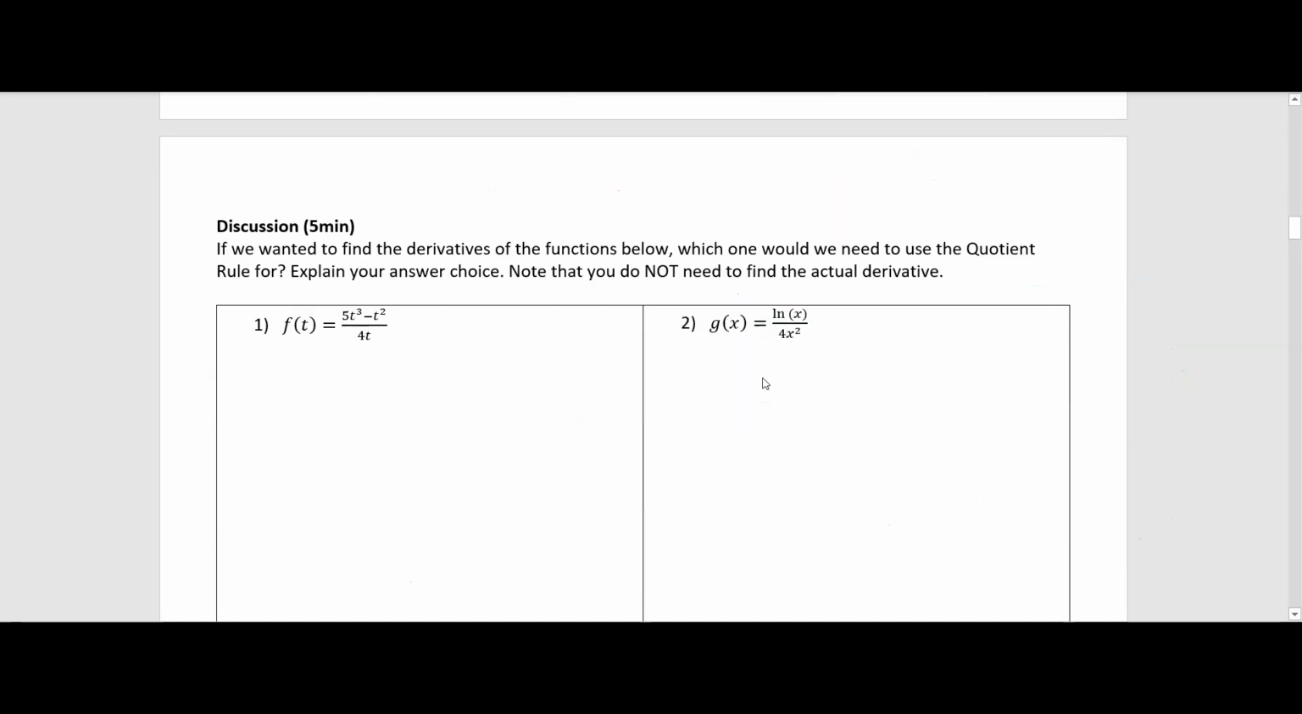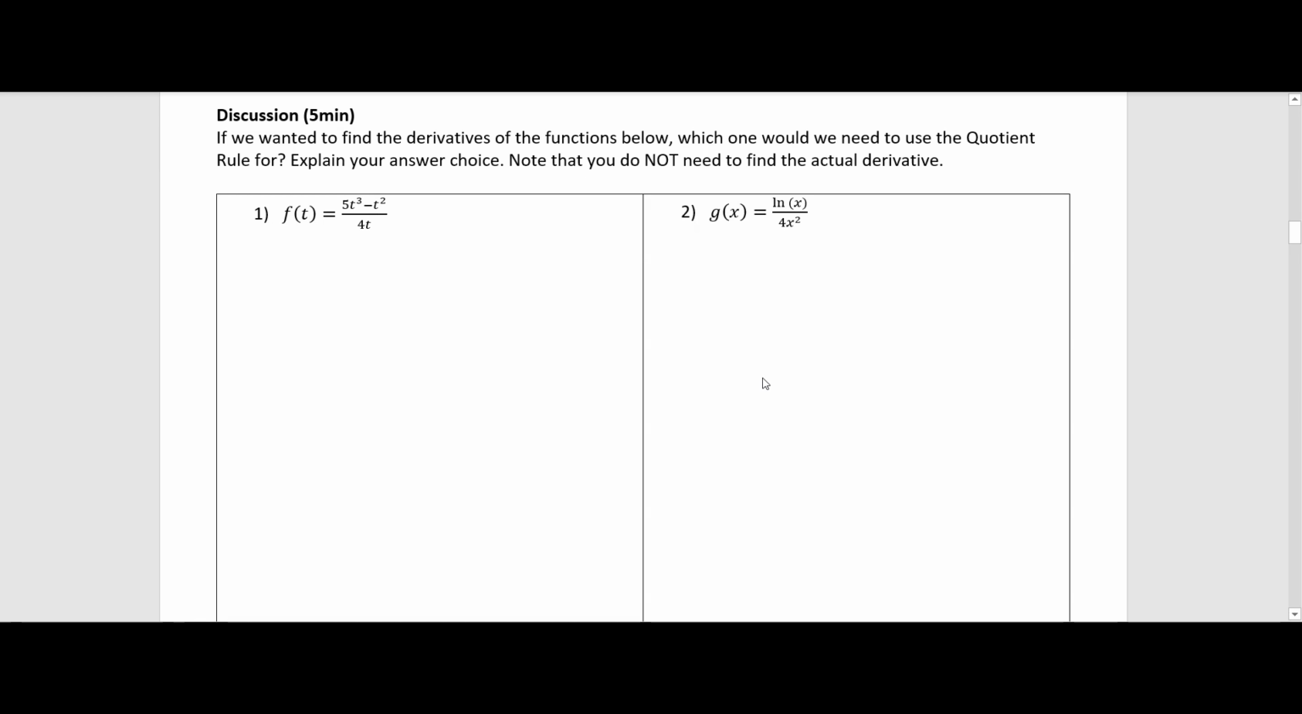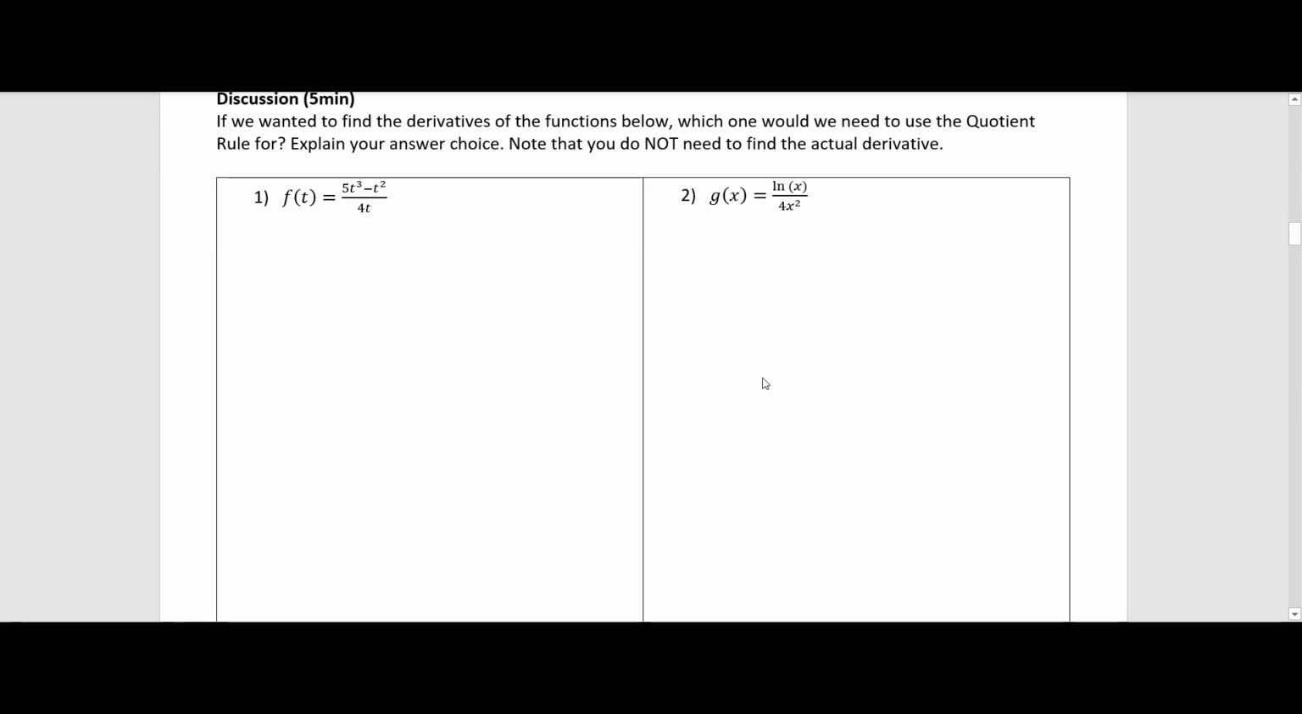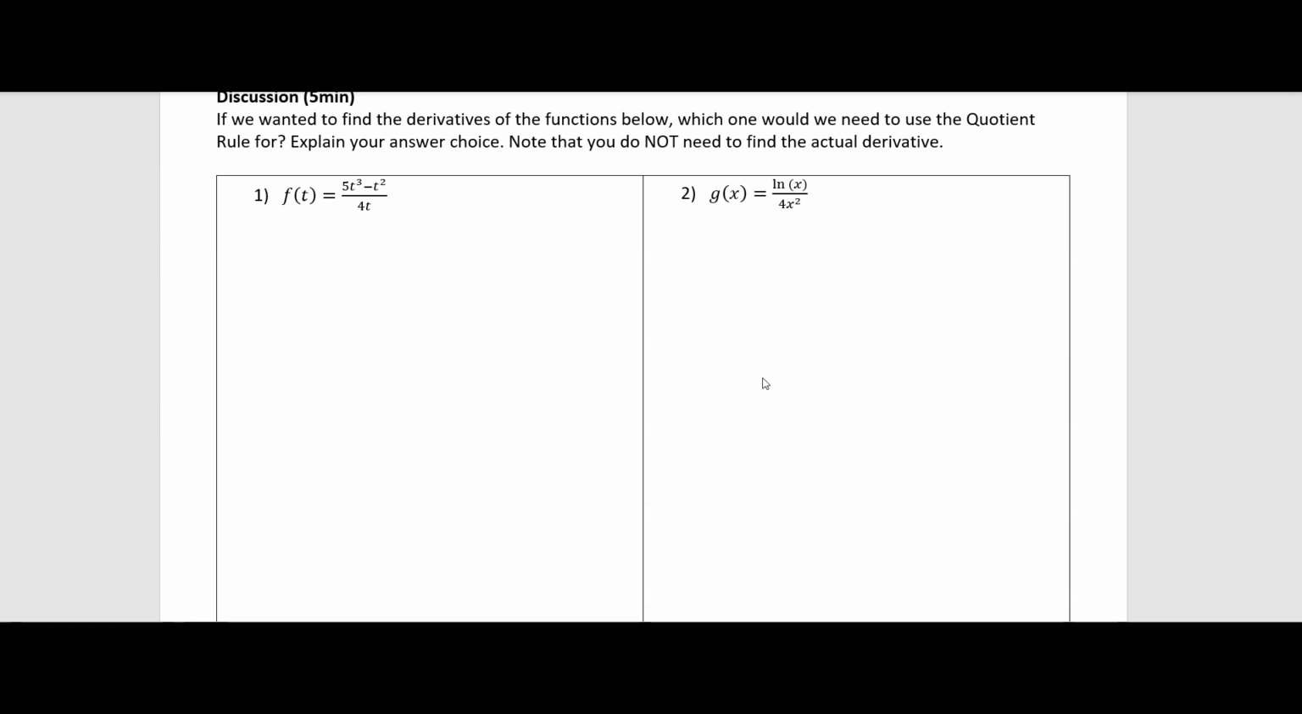So let's look at two problems. Again, you'll notice this lesson is the same structure as the product rule. So in this part, we are going to look at both of these functions and decide which one we have to use the quotient rule for, or which one where we're not allowed to use the power rule. Because technically, if we use the quotient rule, we could also use the product rule, because the quotient is just multiplying by the reciprocal of the denominator. But for now, we're just going to think, can I use power, or do I need to use quotient? All right, pause video and write down your thoughts.